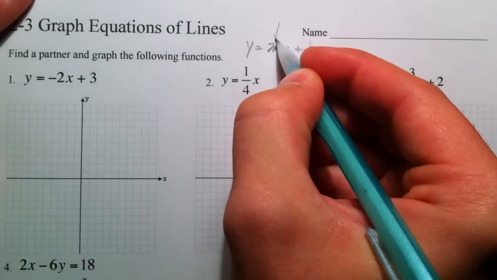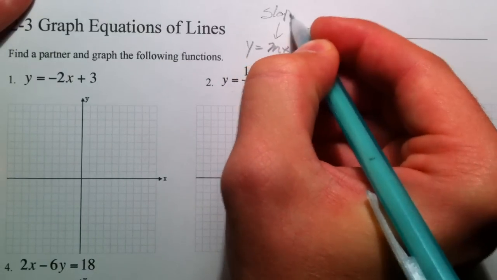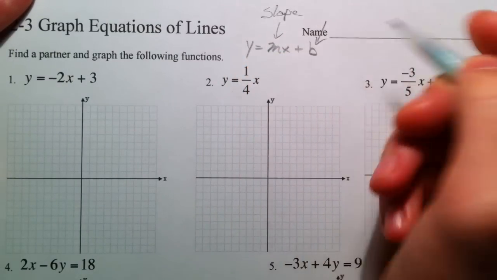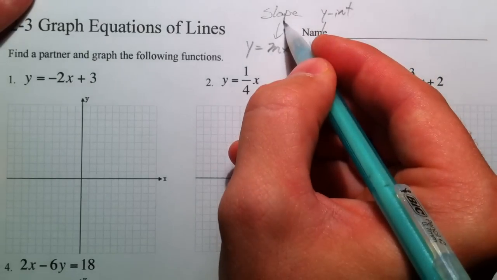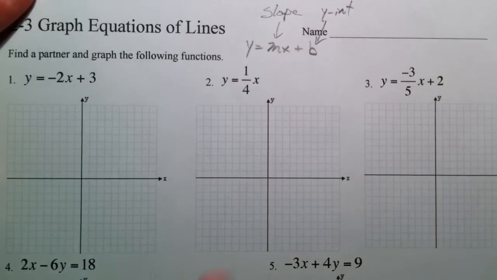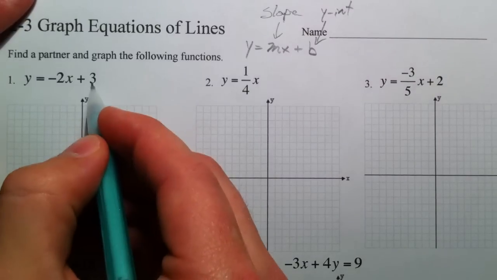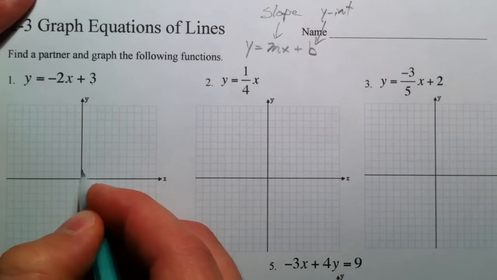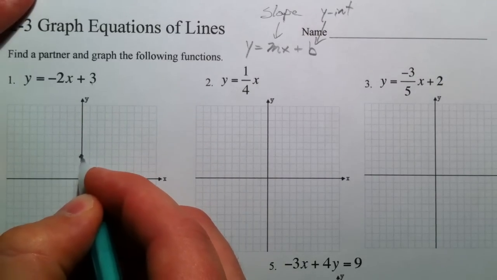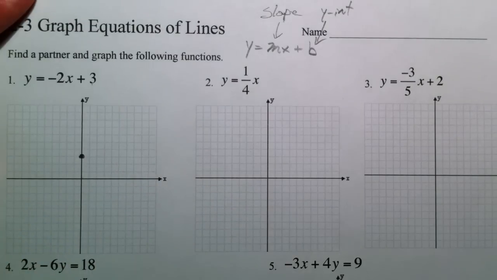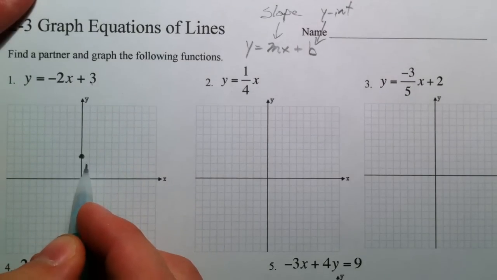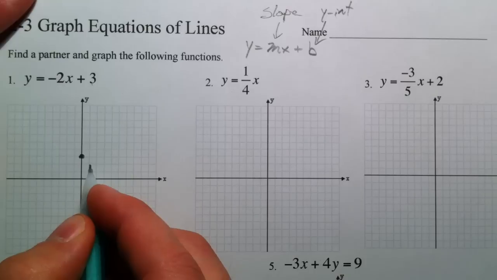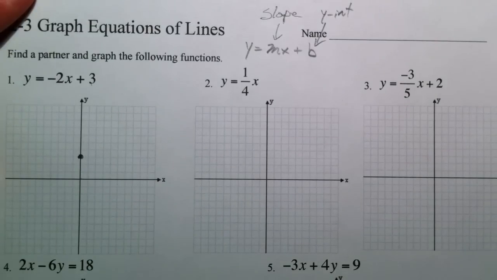Call it slope-intercept form because this is the slope and this is the y-intercept. So 3 is the y-intercept. So I'm going to go up 3 on the y-axis, and that's our starting point. That's the initial amount that you pay, and then this is the slope, the amount you pay every month or every hour or whatever it is.